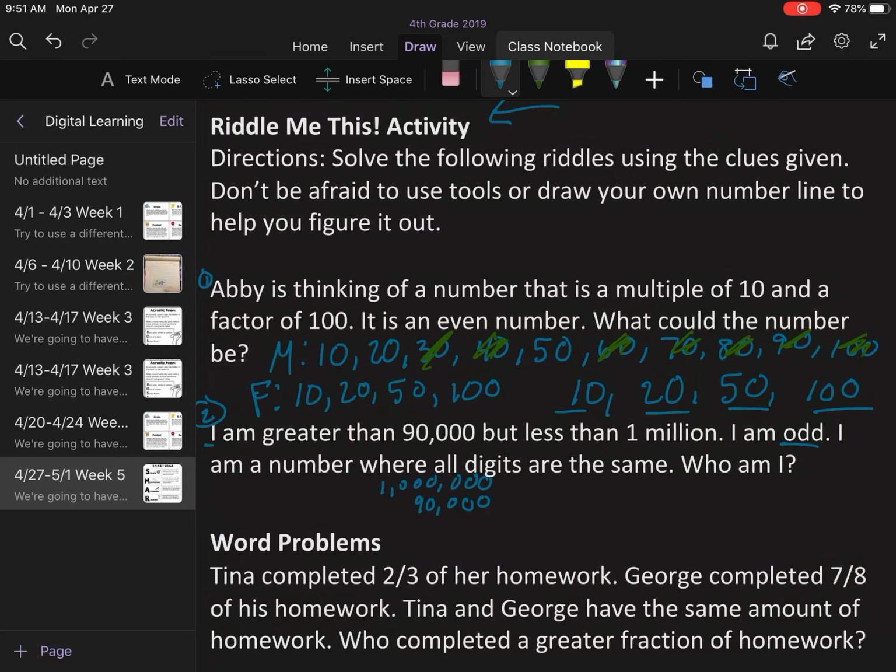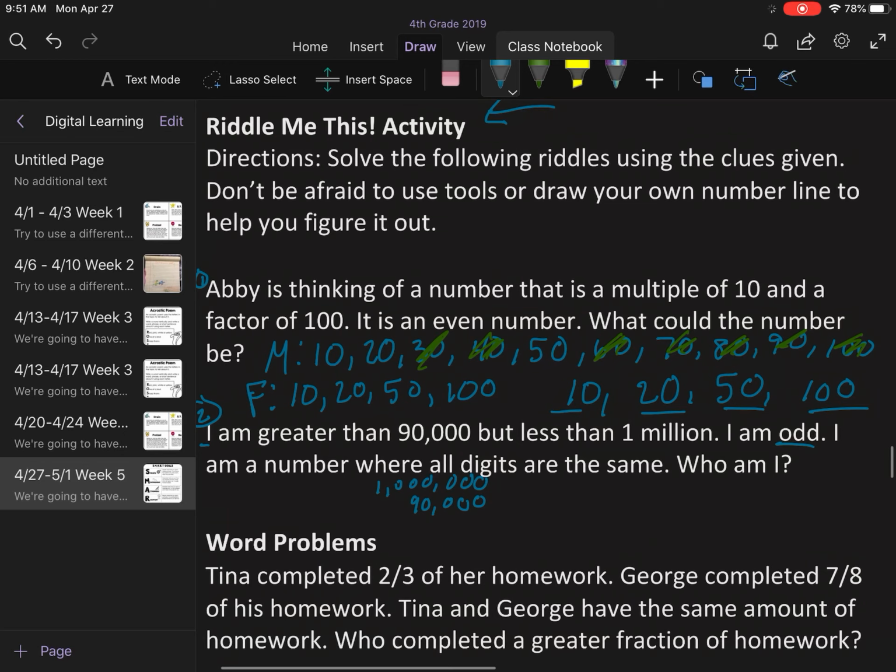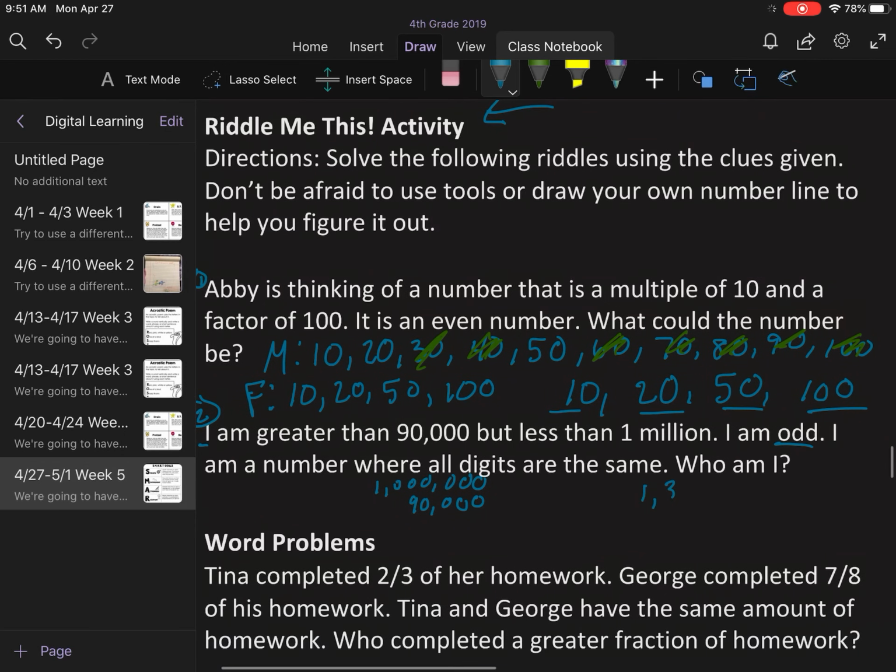Well, it's odd, so that means it needs to end in a 1, 3, 5, 7, or 9. So, as long as we use just these numbers, we're going to be okay. So, this is one example. 1, 2, 3. That's one possible answer. This is another possible answer. Do you see a pattern here?